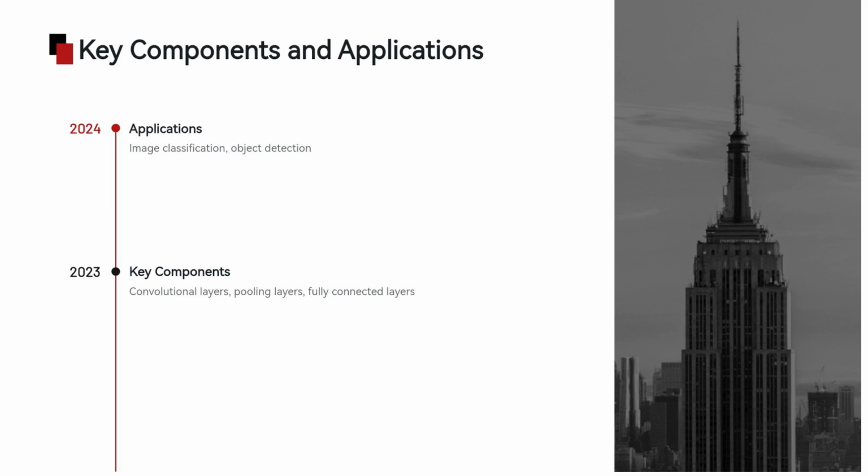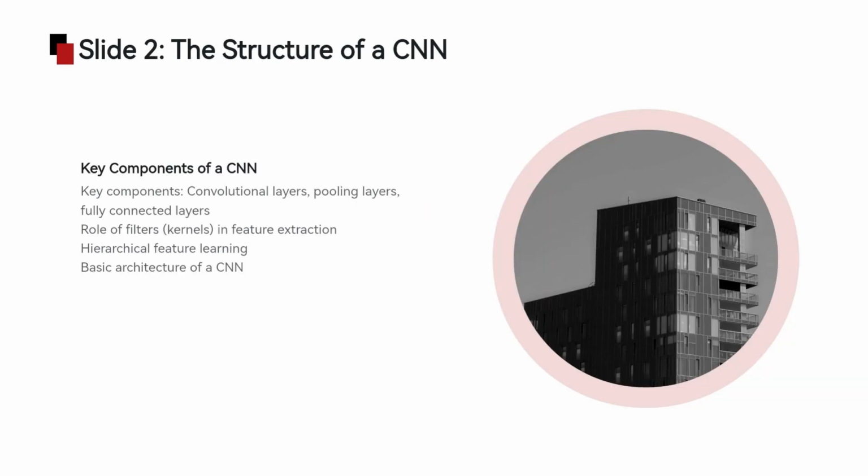CNNs are also widely used in fields beyond image processing, including natural language processing, NLP, and even time series analysis. In this lecture, we'll dive into the structure of CNNs and explore how they are able to extract meaningful features from raw image data, providing better performance than traditional neural networks for visual recognition tasks. A typical CNN architecture consists of several different types of layers: convolutional layers, pooling layers, and fully connected layers.